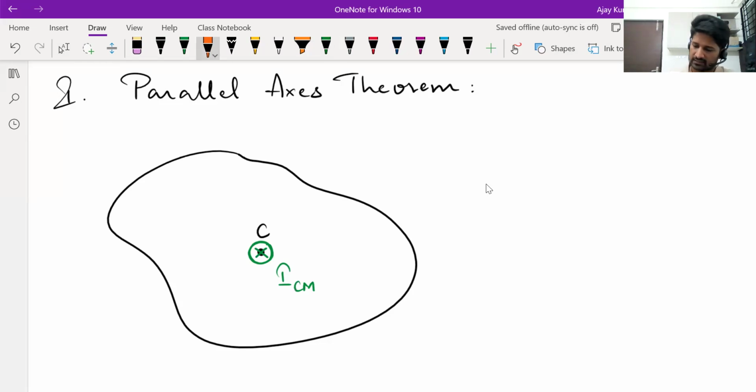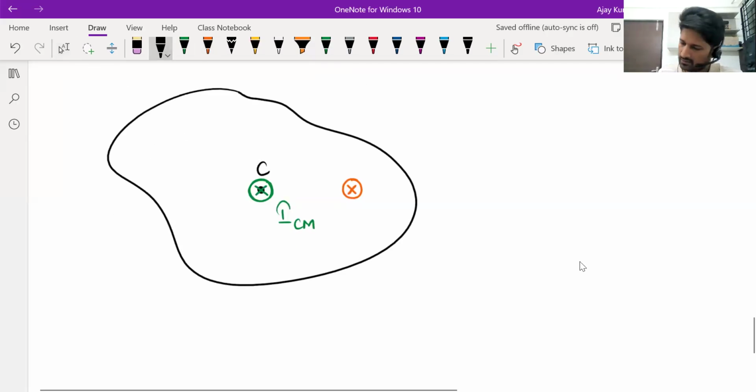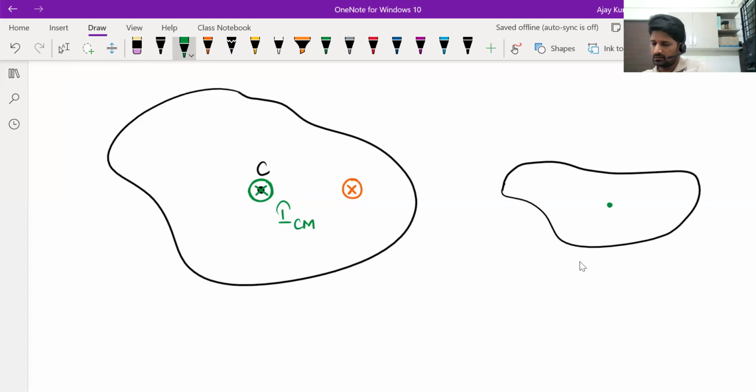Suppose there is another axis parallel to this one. Now the original axis through the center of mass was perpendicular to your screen. So the other axis parallel to that one will also be perpendicular to your screen only. I'll try to show you how it looks when you see from an angle also. Let's say this is the system when viewed from an angle. So assume this is its center of mass. Then axis passing through the center of mass is this one.